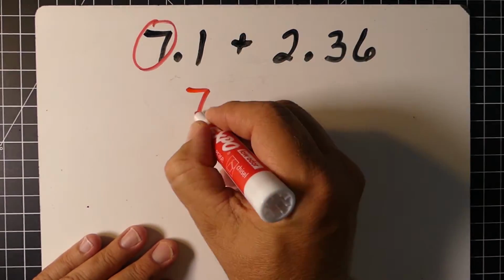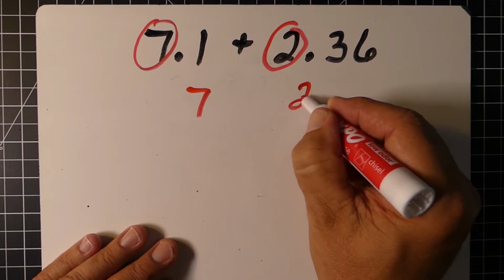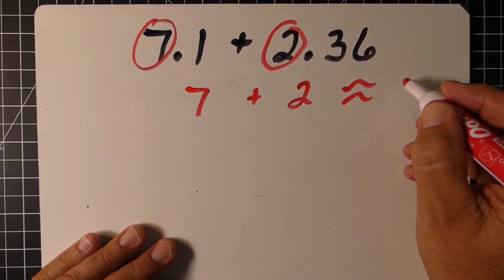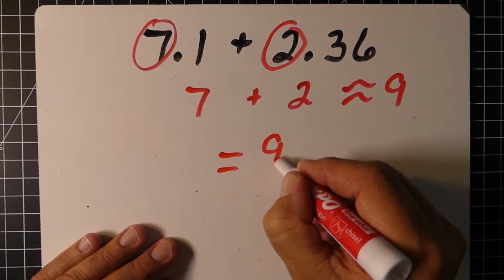It's pretty close. Here when we're estimating, we have a 7 and a 2. So we would say to ourselves, we should get an answer around 9. And sure enough, we do.